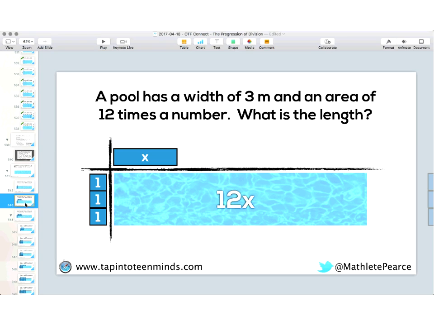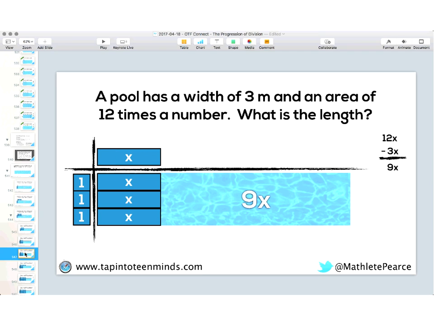Well, there would be 3 x's there, right? There would be 3 x's. So those 3 x's, if I take them away from the 12 x's I originally had, I'm at 9 x's. So I'm using that same repeated subtraction strategy.